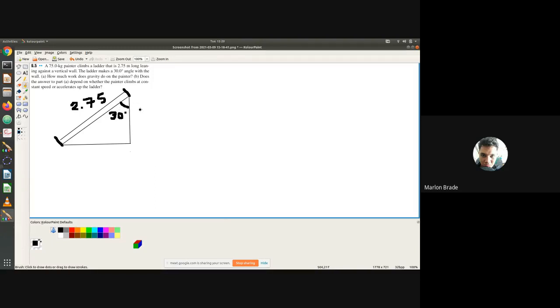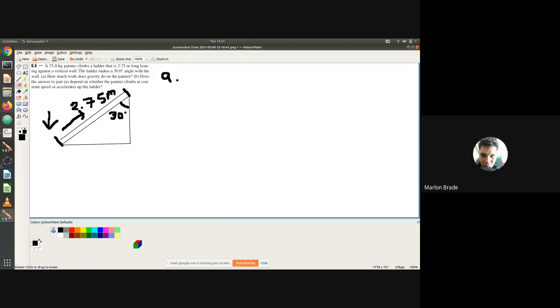Okay, so at first glance, what is the work of gravity here? Positive or negative? The painter climbs toward here, so the displacement is 2.75 meters. The force of gravity is along this way. So is the work done by gravity positive or negative? Just from this one.